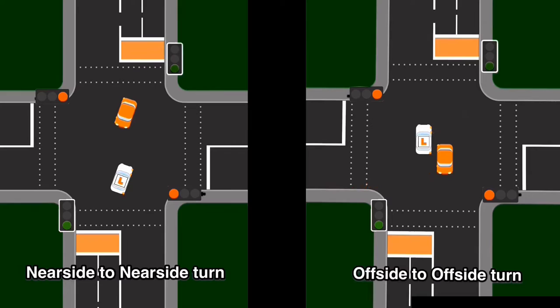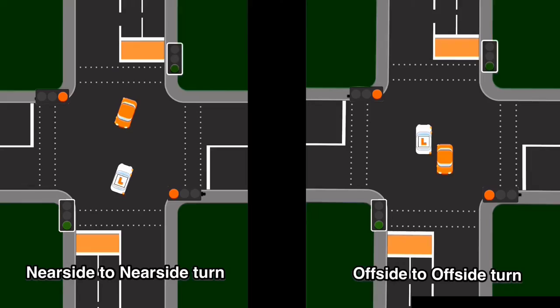Offside to offside is considered the safest way to turn, because when you're sat in the middle, you don't have a vehicle in front blocking your view. But because this type of turn is seldom used, in this video we're going to take a look at the nearside to nearside turn. In 35 years of driving, I can't actually remember the last time I turned offside to offside. But always remember though, the oncoming car one day could attempt to turn offside to offside, so be prepared for it. Later in the video, we do have an example of an offside to offside turn.